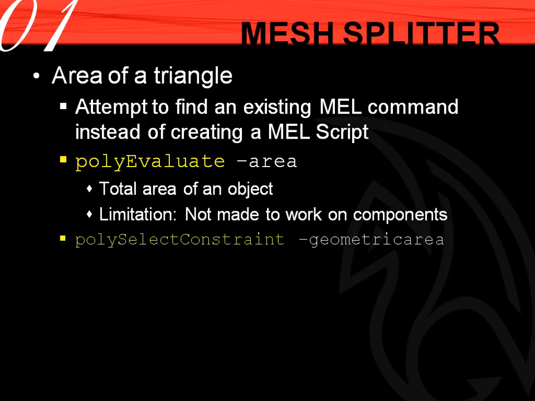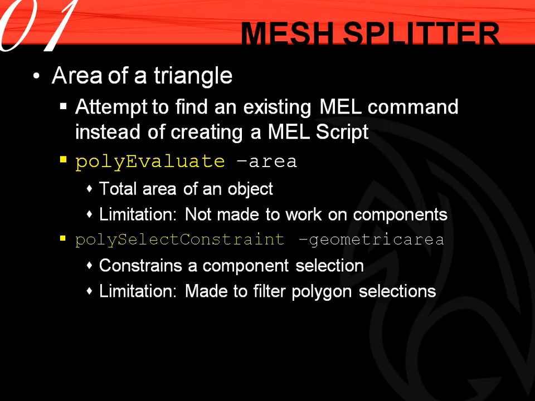Another option would be the polySelectConstraint, geometric area. Now, while the polySelectConstraint allows us to work with components, the problem is that you have to be able to select your components every single time. So see, it's constrained to a component selection, but it's essentially made to filter polygon selections, not really to be able to give the area of an object. So we're constantly going to be selecting a face, selecting another face, and usually in MelScript, when you have to do any sort of selection while you're running a script, it'll slow the script down significantly.